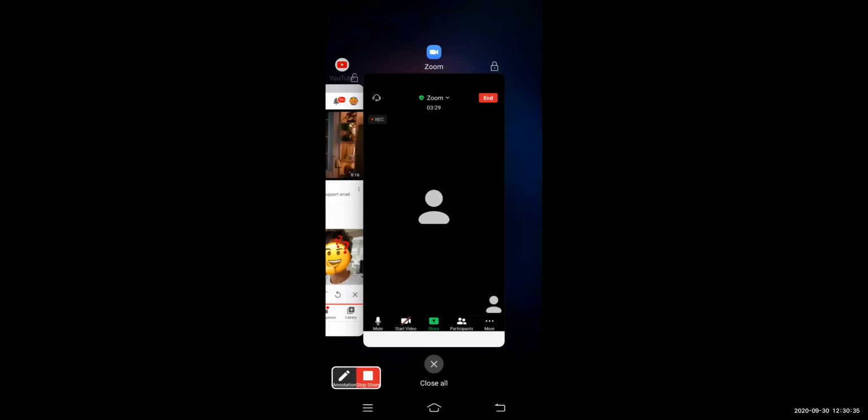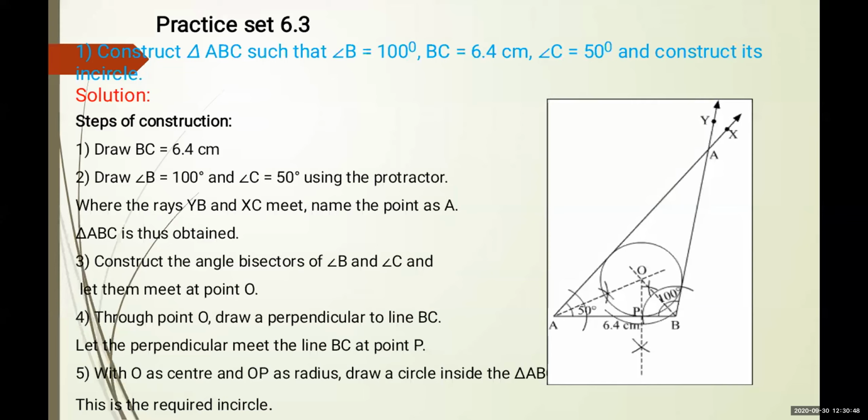So let's take one example. We are going to take examples now, from 6.3. So be ready with your construction box and notebook. The first question from 6.3 is: construct triangle ABC such that angle B is 100 degrees, BC is 6.4 centimeters, angle C is 50 degrees, and construct its incircle.